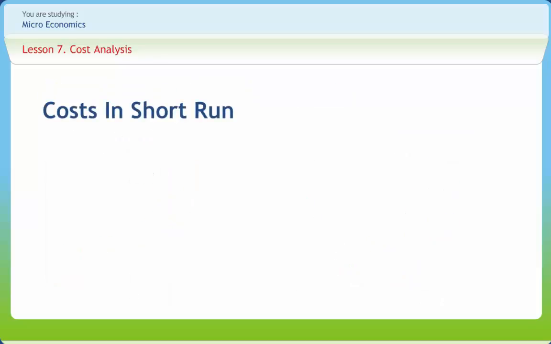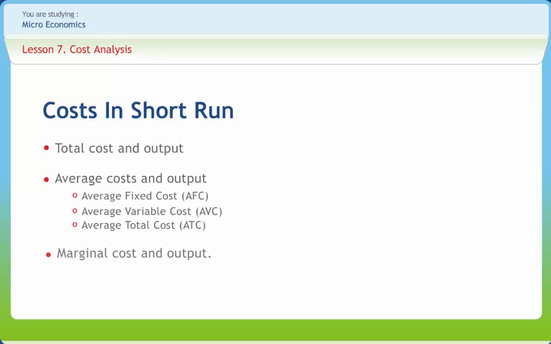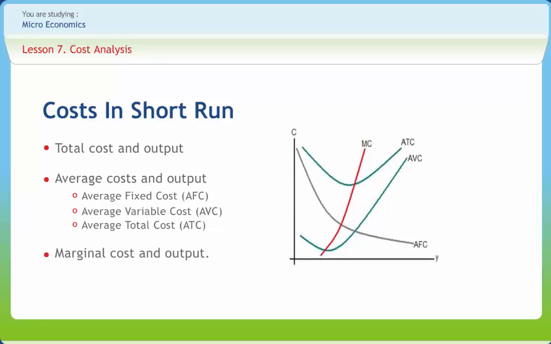Now let's discuss short-run cost curves in detail. They can be divided as total cost and output, average costs and output, average fixed cost AFC, average variable cost AVC, average total cost ATC, marginal cost and output. Let's start with average fixed cost.